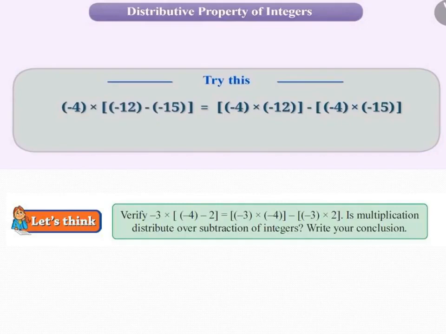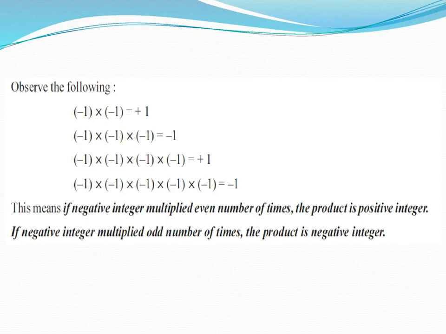Okay students, we learn multiplication of more negative integers. Here observe the following. First equation, minus 1 into minus 1. Here two negative integers are there. What will be the result of the product? Positive integer. In second equation, you take three negative integers, minus 1, minus 1, minus 1. These three are multiplied, then we will get a negative integer.